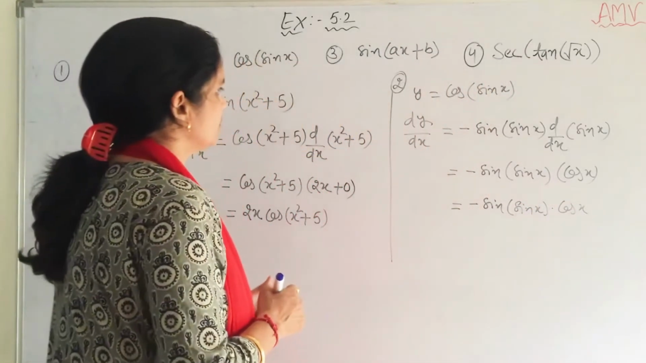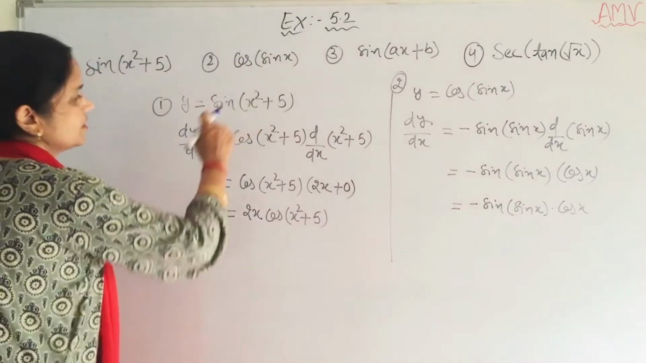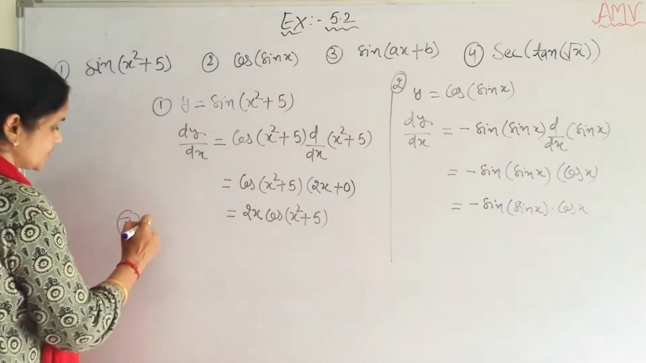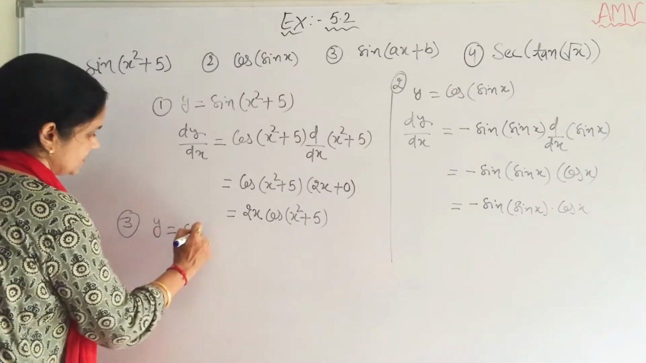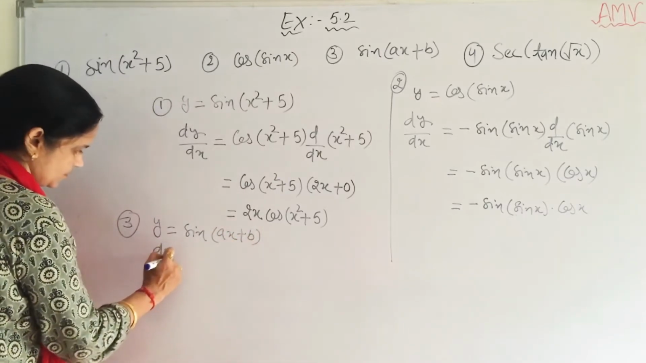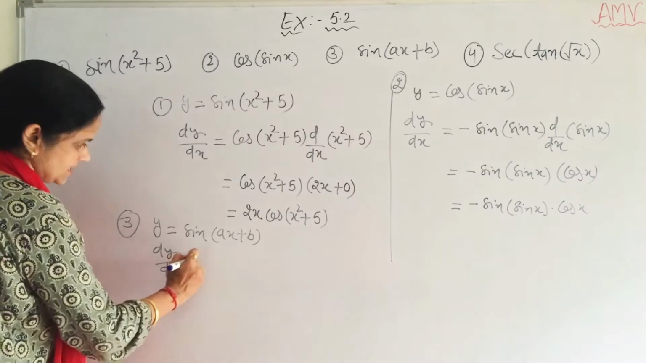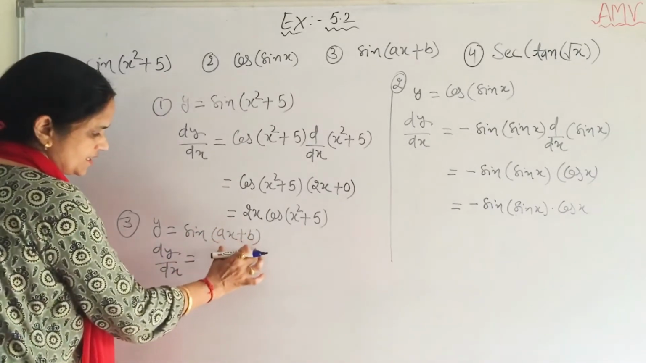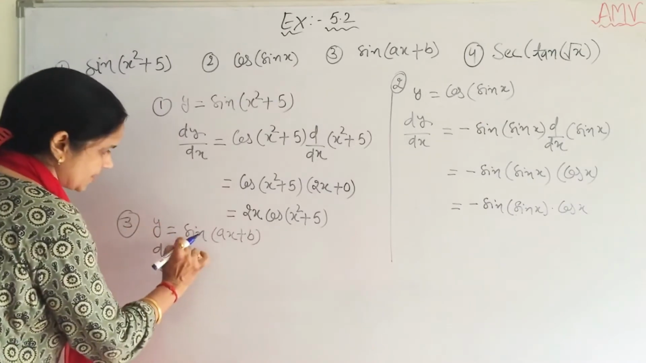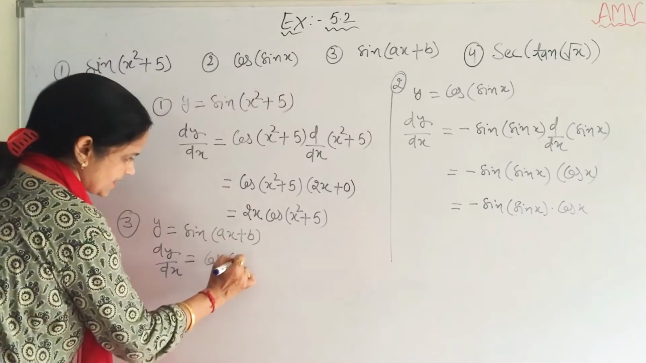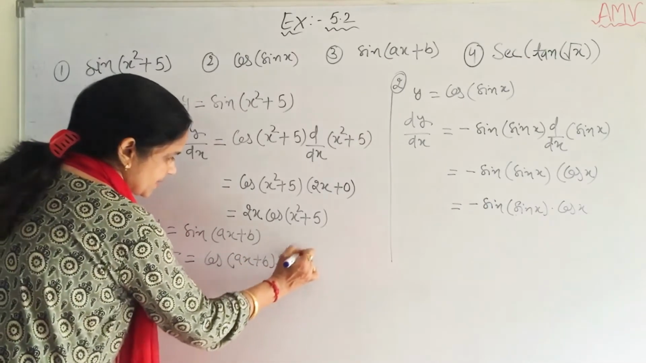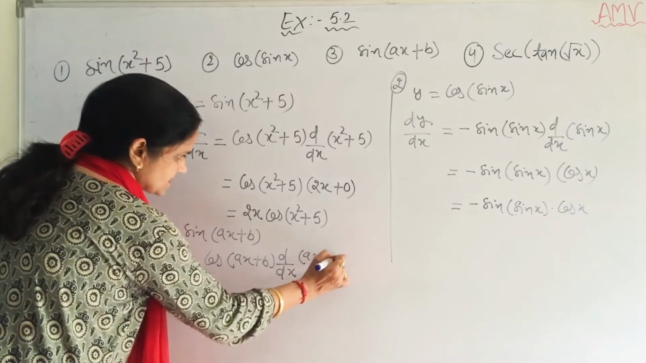Now move to the next question. Question number 3. The question is sin (ax plus b). So dy upon dx. Here ax plus b is in place of x. For the formula of sin x, the derivative of sin x is cos, and here ax plus b, write as it is. Now dy dx of ax plus b.